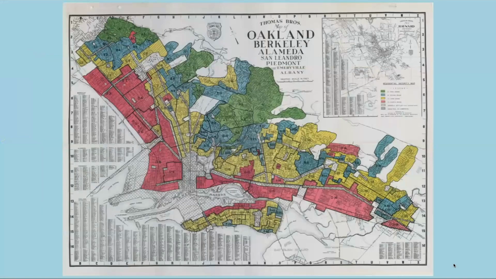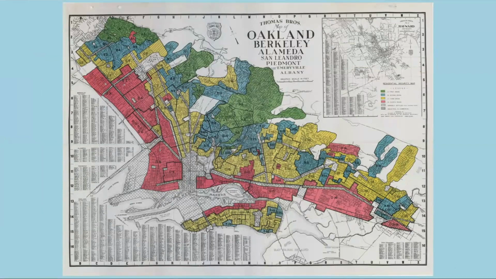So here is a redline map of Oakland. And the red areas were labeled hazardous, and it was marked grade D because there were high populations of racial minorities, and it was least desirable for housing investments. And there were bad housing conditions and high rates of poverty.